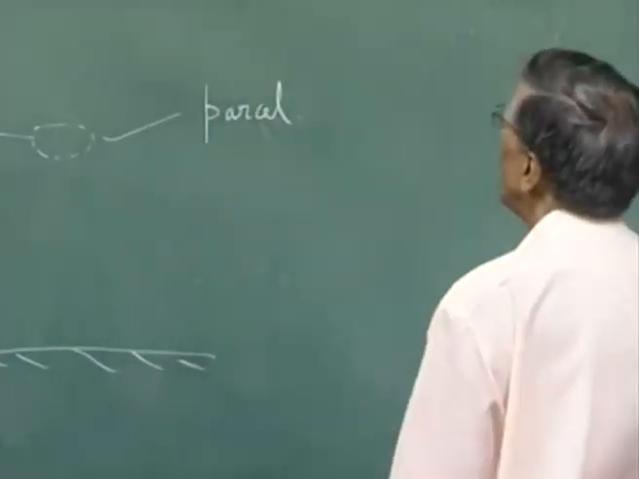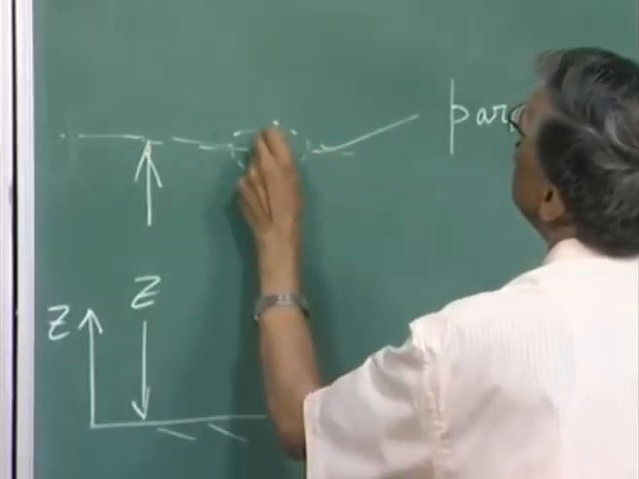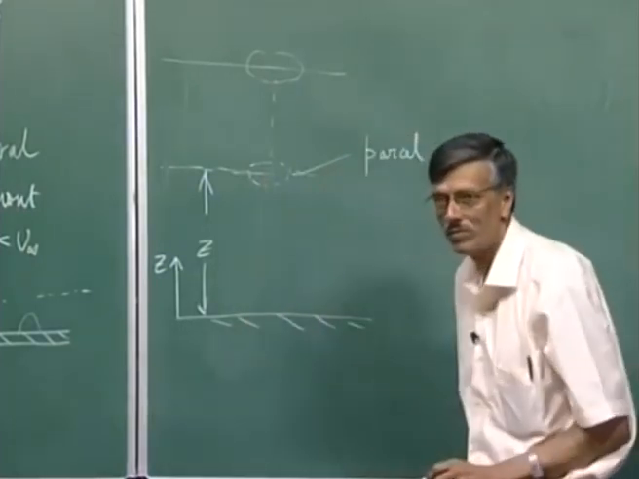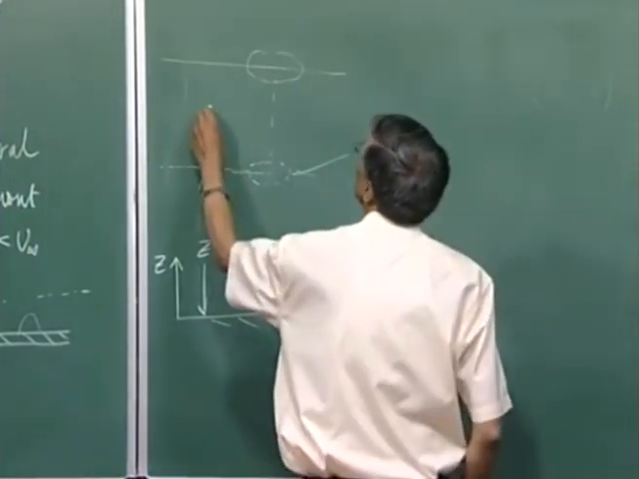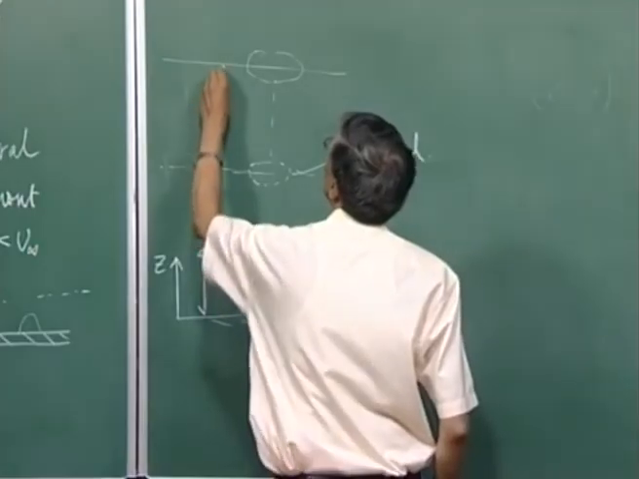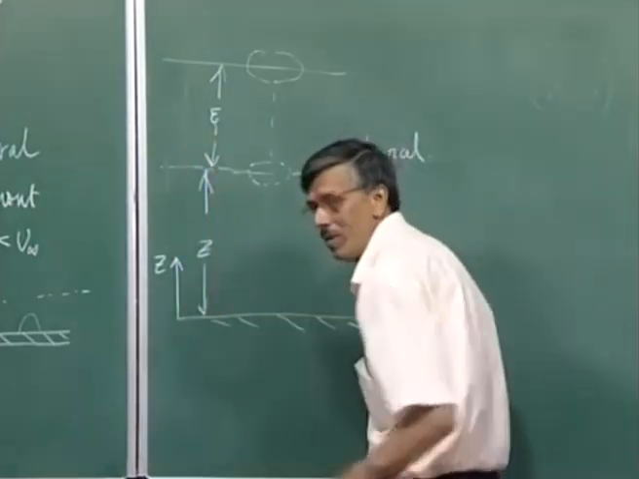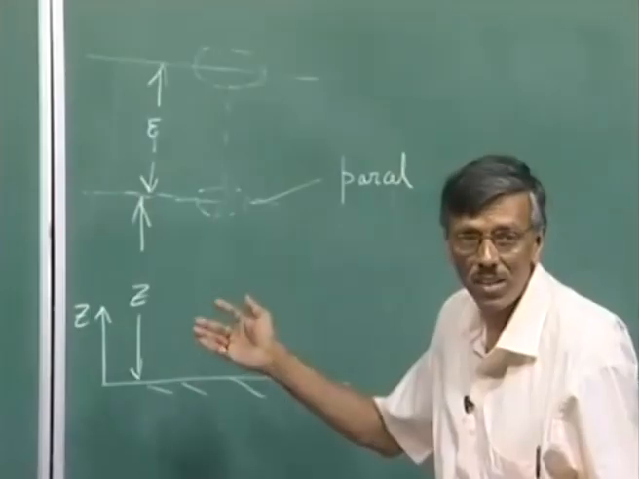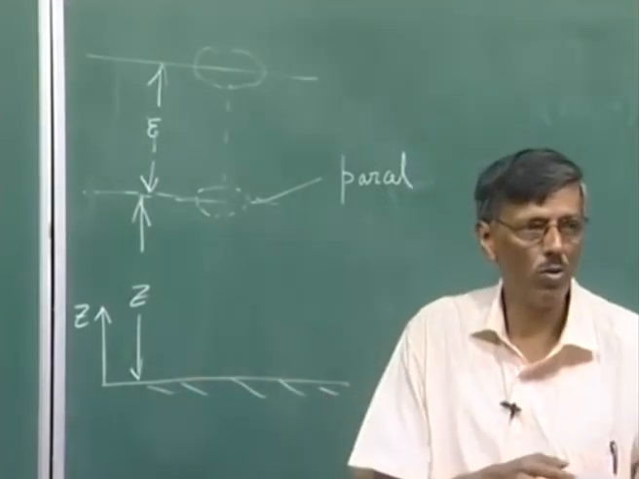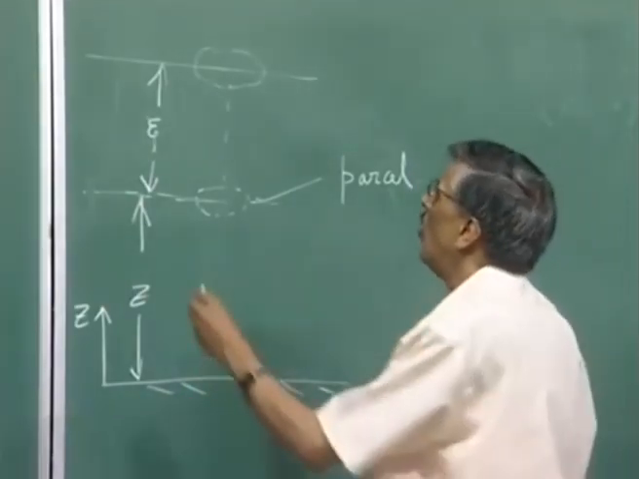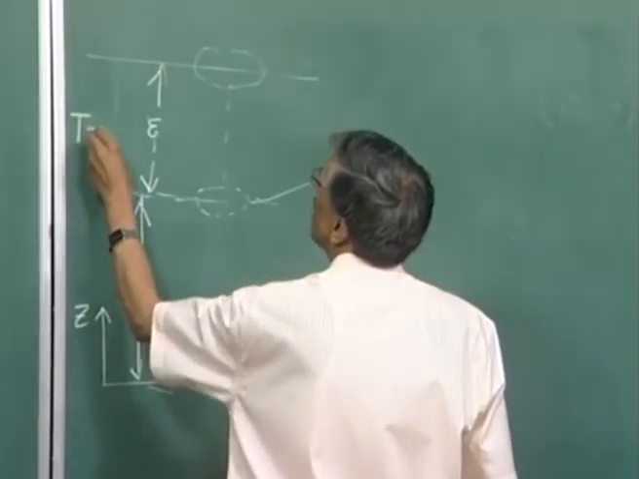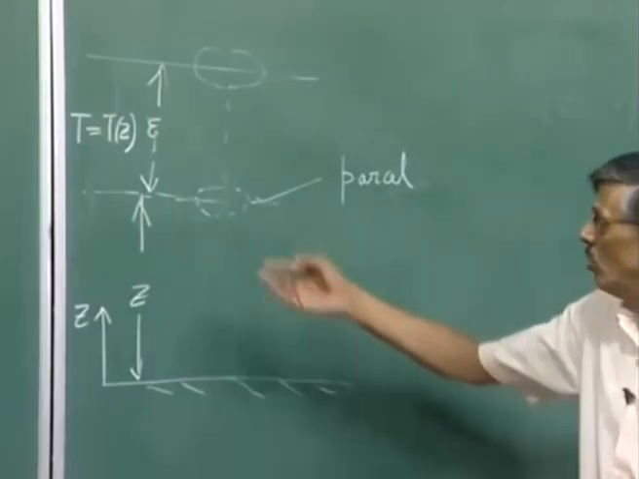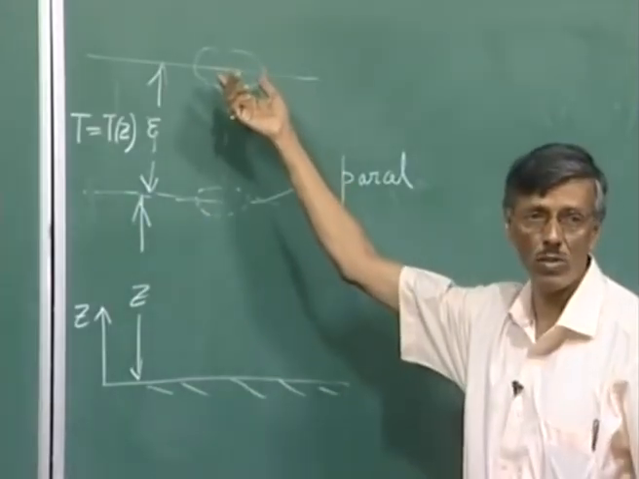Now, what we do is we make this parcel go up to another height, and let us say this displacement is xi. Since the temperature here is changing, and we know what happens in the atmosphere, as we go up temperature falls. So, let us say this T is a function of height z. When I have displaced this parcel to this height, what happens?